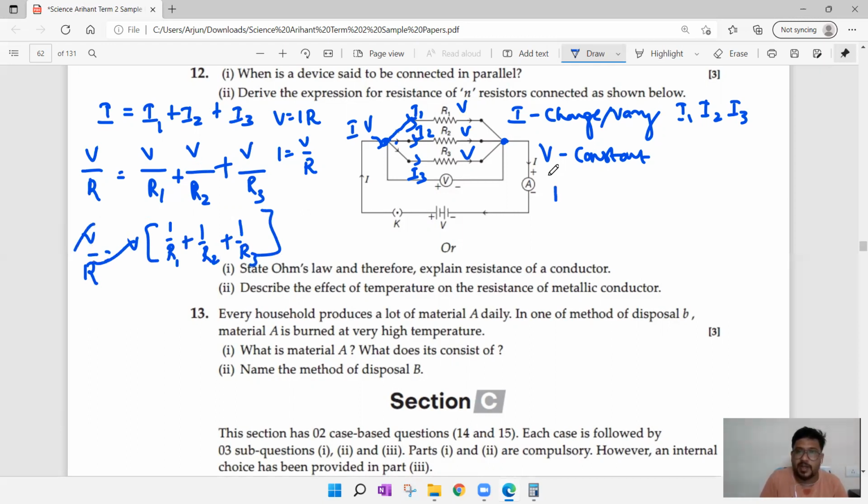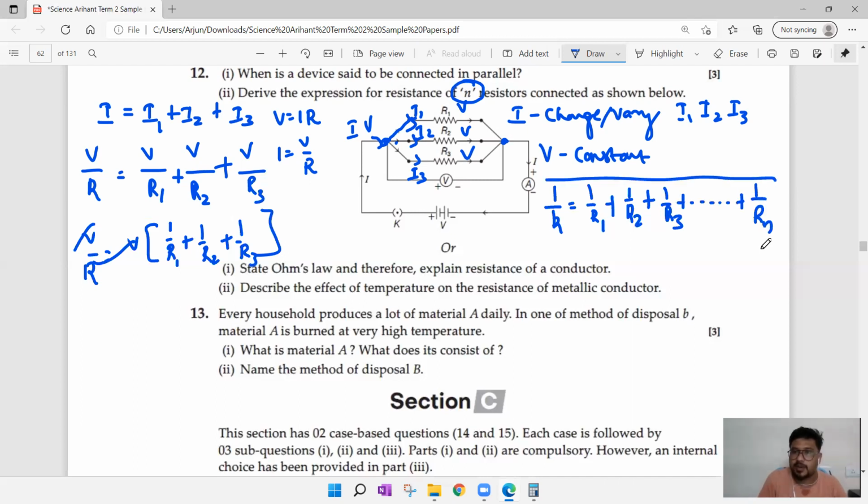At last, we are going to get 1 by R is equal to 1 by R1 plus 1 by R2 plus 1 by R3. But what they have asked is to derive the expression for the resistance of N resistors. N resistors we need, so plus and so on, plus 1 by Rn. This is the expression you have to represent.